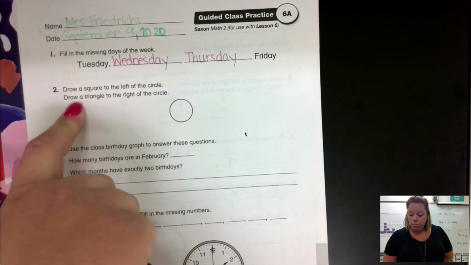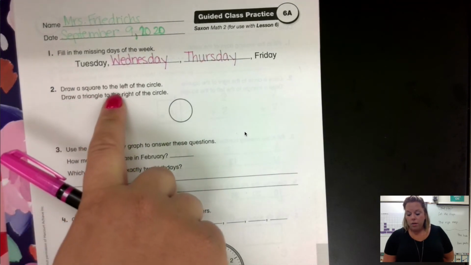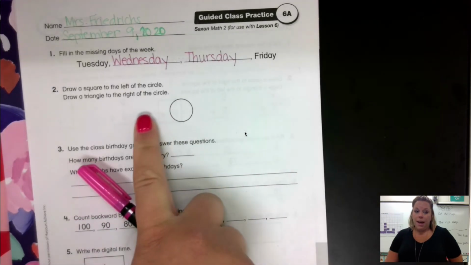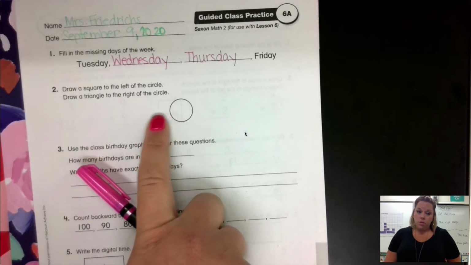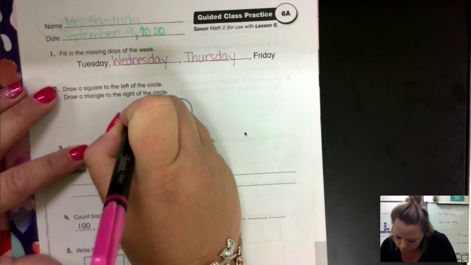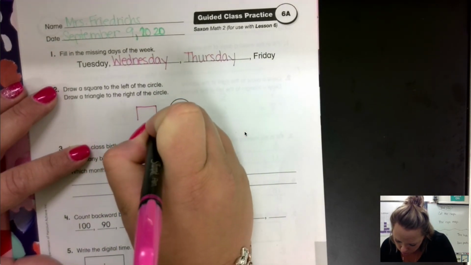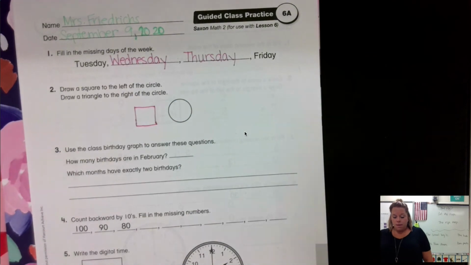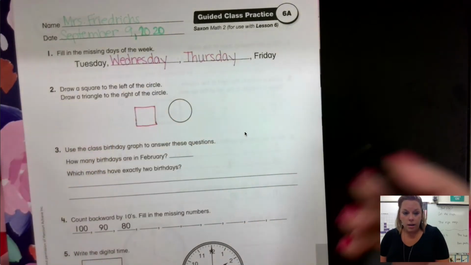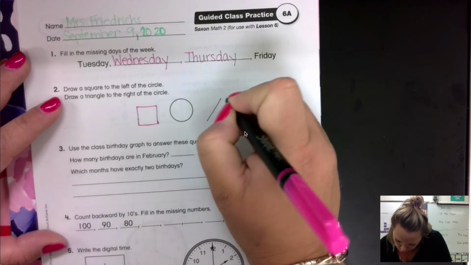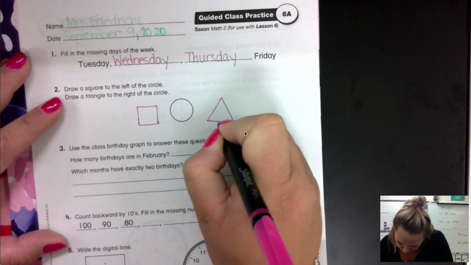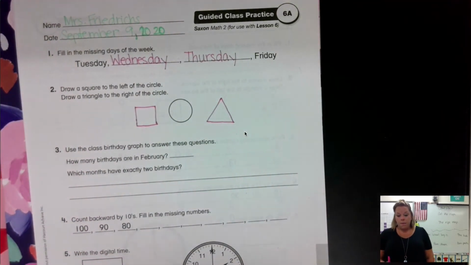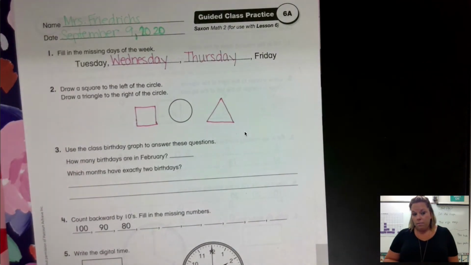Now for number 2, draw a square to the left of the circle. Okay, here's our circle. We have to draw a square to the left of the circle. To the left. Okay, draw a square. Remember that a square has 4 equal sides. Then it says, draw a triangle to the right of the circle. You'll remember that a triangle has 3 sides. All 3 sides have to touch though in order for it to be a triangle. All 4 sides have to touch for it to be a square.